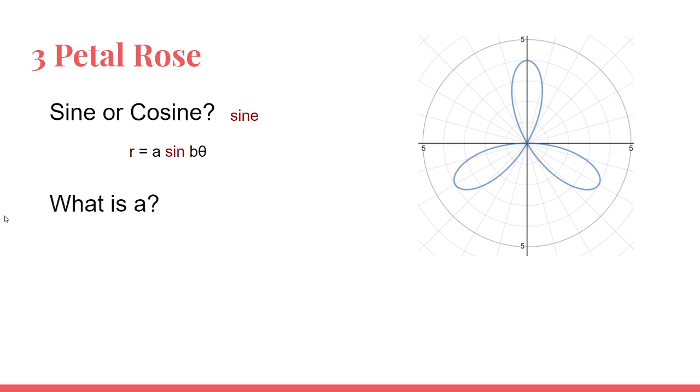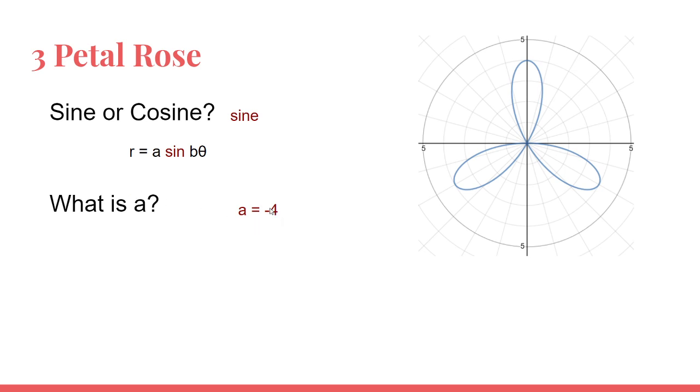So what is a for this equation? The a value is how far out the petals extend to a maximum. So all three of these petals will fall in the same r value. That's the distance away from the pole. That is 4. So the a value for this particular function is 4.